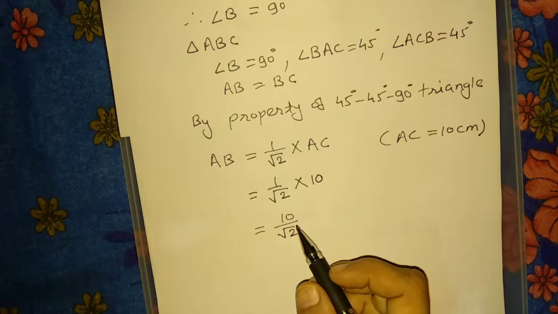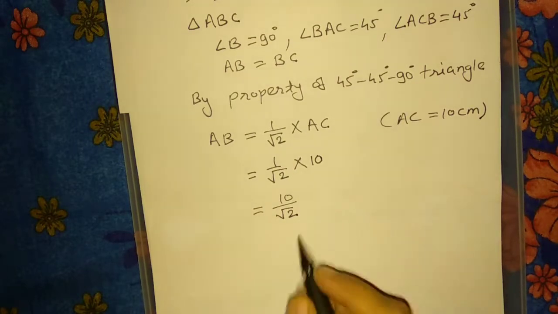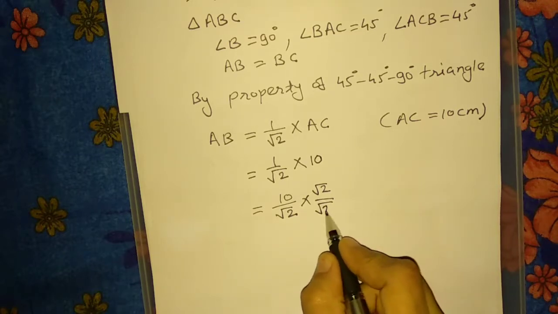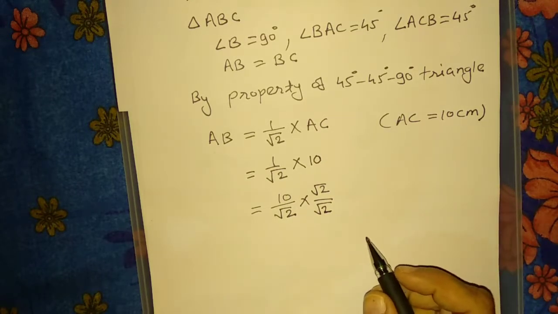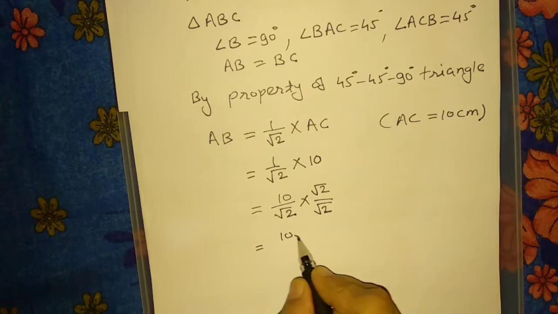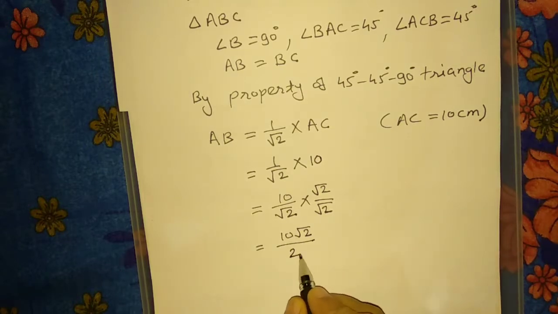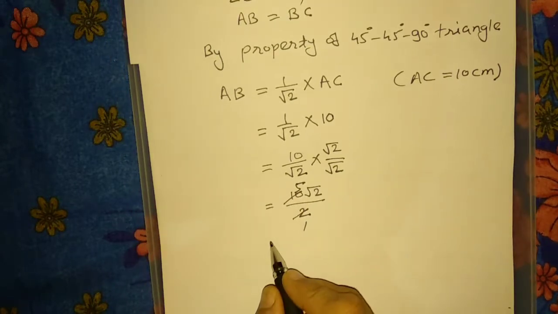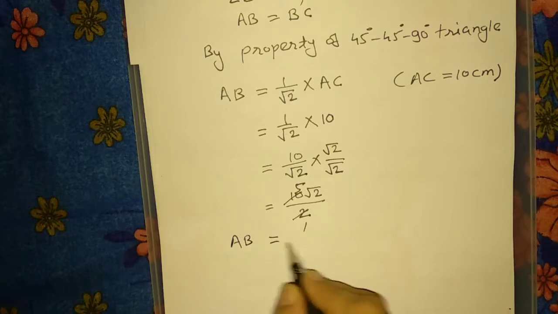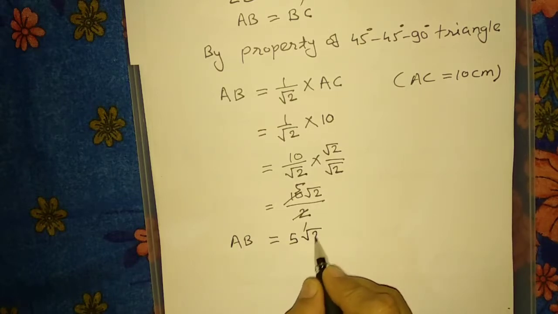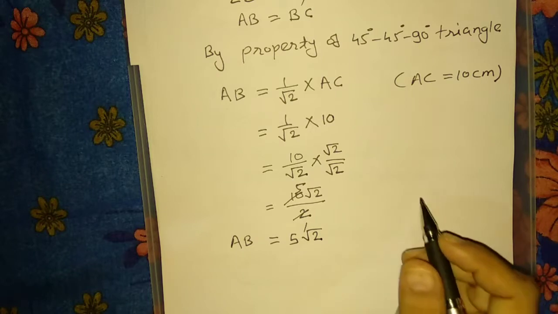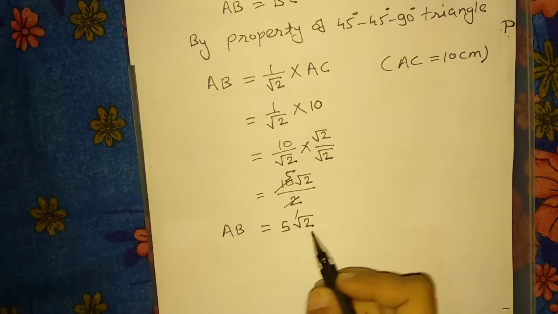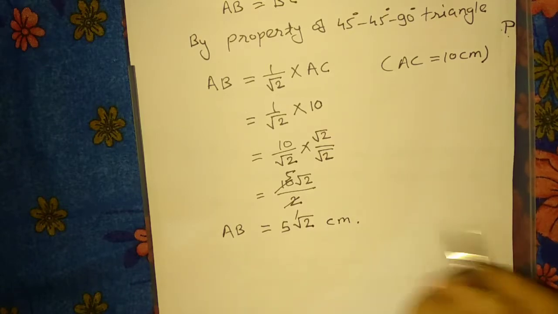डिनोमिनेटर में हमें रियल नंबर चाहिए होता है, इसलिए हम यहाँ पर रूट 2 से न्यूमरेटर और डिनोमिनेटर दोनों को मल्टीप्लाई कर लेते हैं. सो इट विल बी 10 रूट 2 डिवाइडेड बाय 2. 2 1s are 2, 2 5s are 10. So AB is equal to 5 root 2. इस तरह से we get side of square and it is 5 root 2 cm.